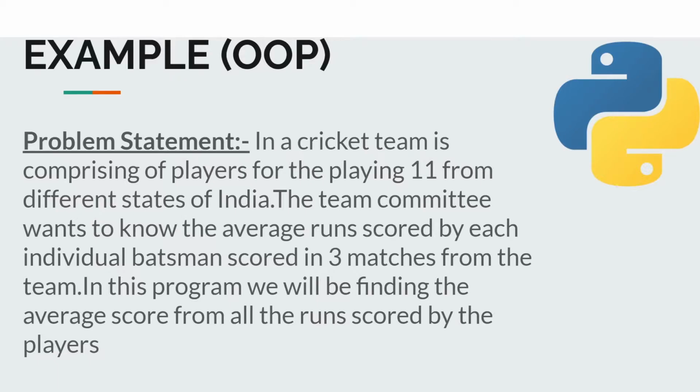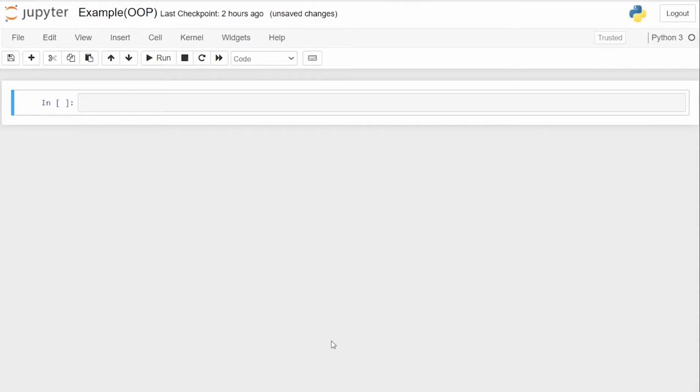In this program, initially we'll restrict the number of players to 11, because the maximum number of players playing in a cricket match is 11, and then we're going to find the average score scored by all of these players. Now let's do an example problem related to OOP. We have to find the average of the score scored by all the players in a team. So first let's start off by creating the class.